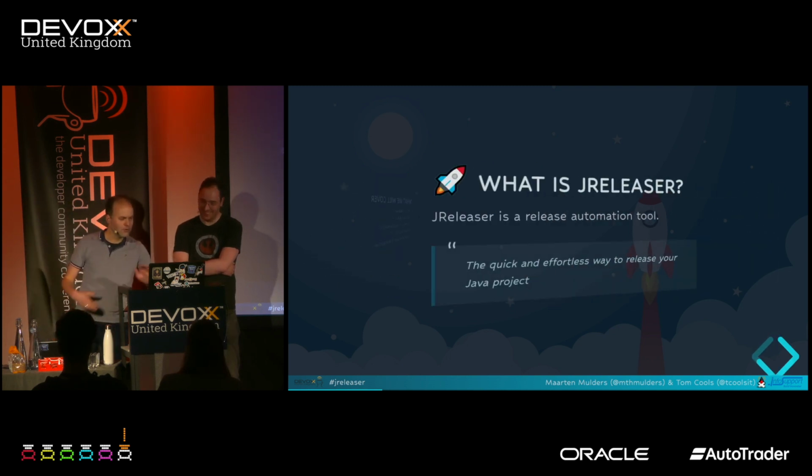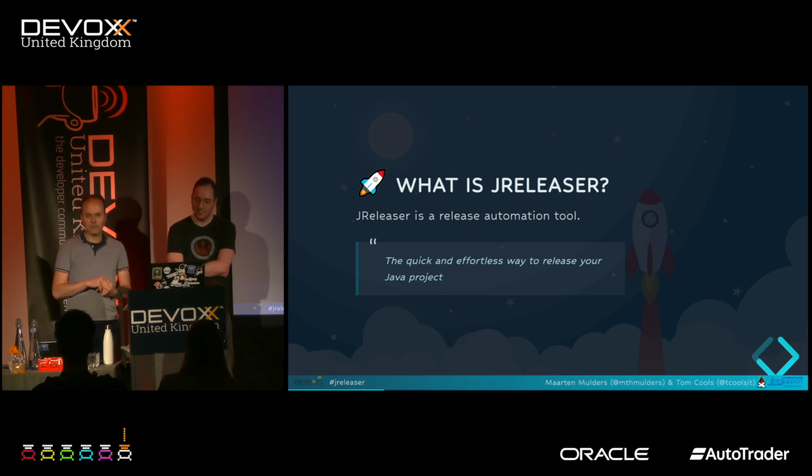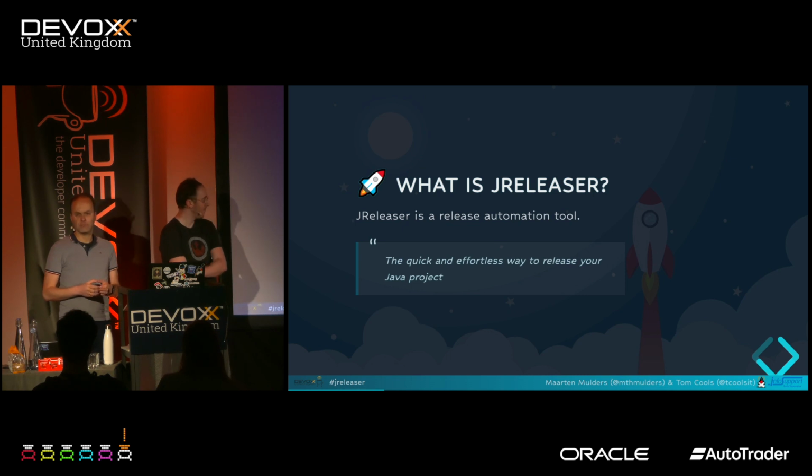Excellent. So, what is JReleaser? Well, if you go to the website, it says JReleaser is a release automation tool, and we don't have much to add to that. So, thank you for being here. Thank you for coming to our TED Talk. No, don't worry. They describe the tool as the quickest and most effortless way to release your Java projects.